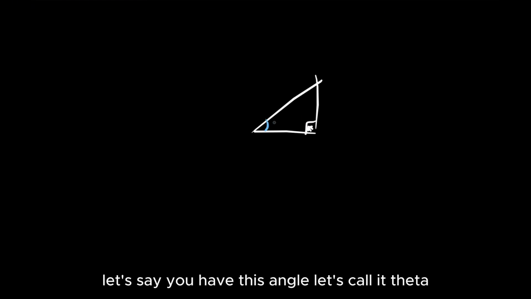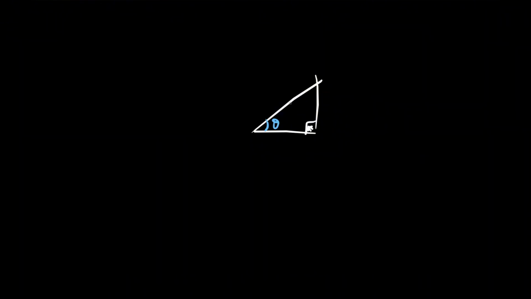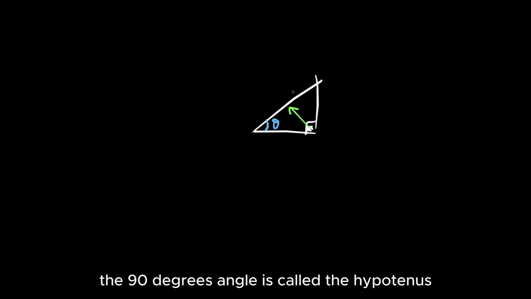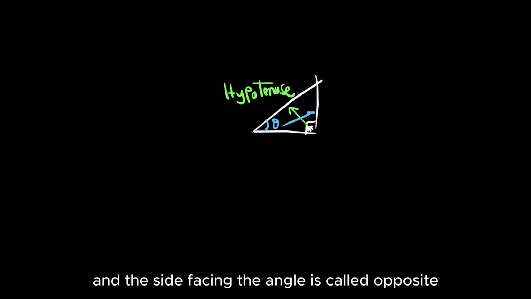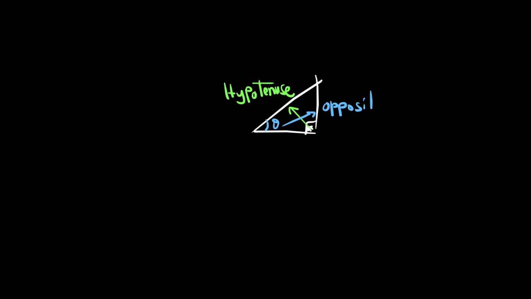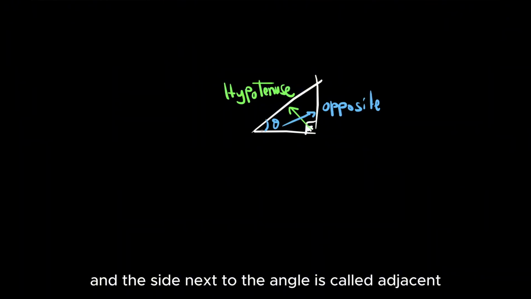Let's say you have this angle, let's call it theta. So the side facing the 90 degrees angle is called the hypotenuse, and the side facing the angle is called opposite, and the side next to the angle is called adjacent.